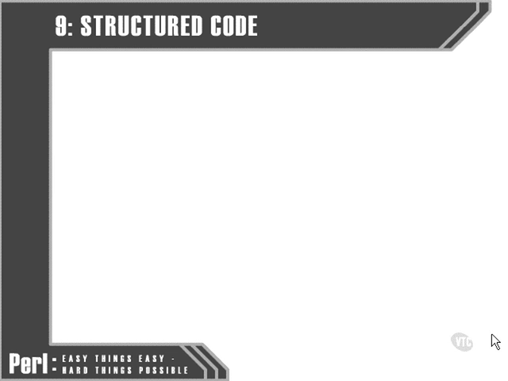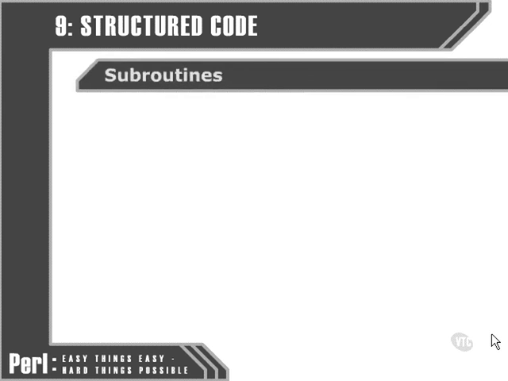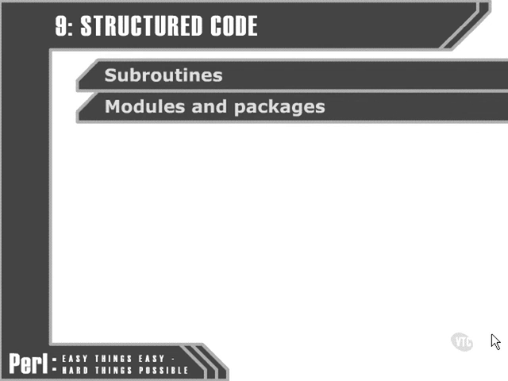In this chapter, we'll be looking at some new techniques to save you time and a lot of wasted effort in your code. We're going to look first of all at subroutines and then at modules and packages. Both of these are elements within the Perl programming language designed to give you the ability to reuse code and encapsulate code within logical structures.